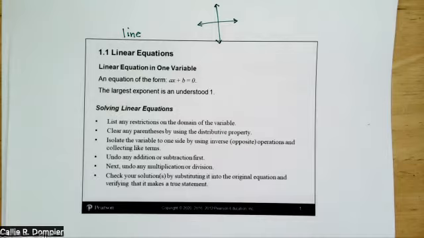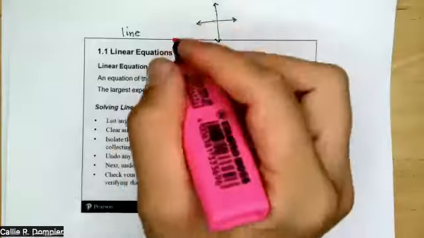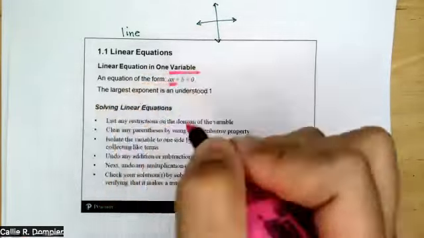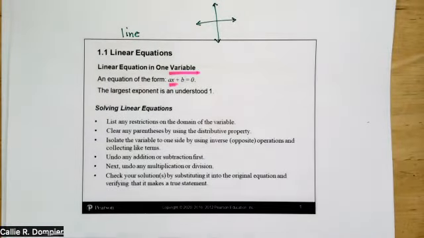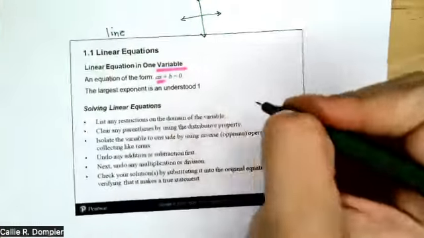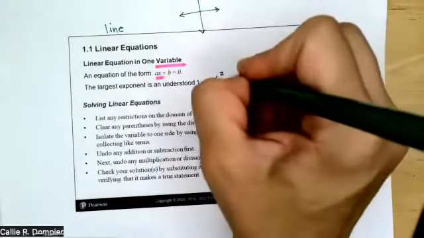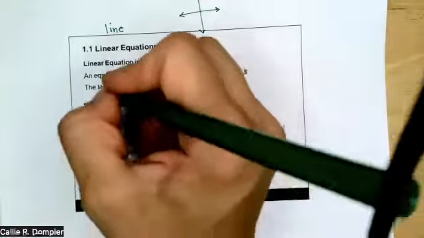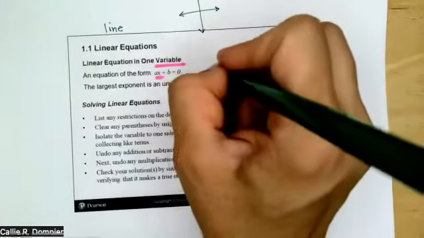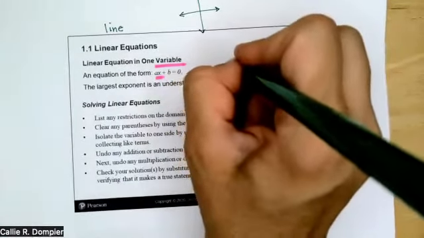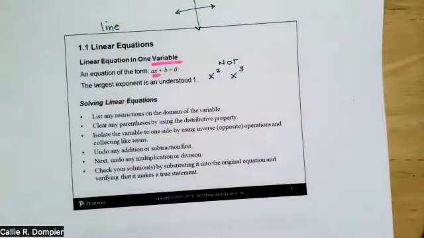So "in one variable" just means that you only have x, okay? So the largest exponent is an understood one. It's not going to be x squared or x to the third. The largest exponent is 1. So not either of those two.